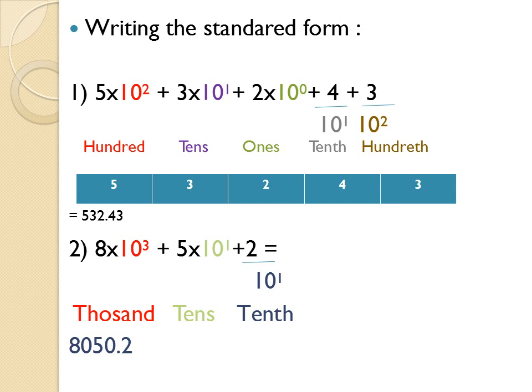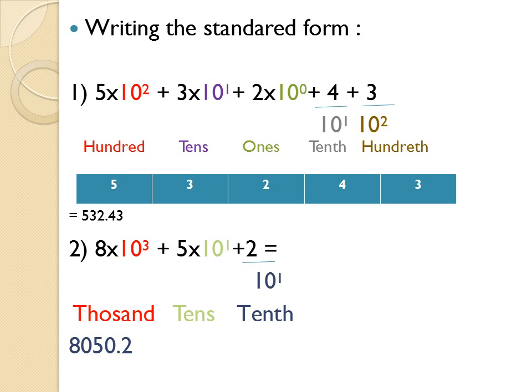Now we will do the opposite. They will give us the expanded form and we will group it to make a number. How? 5 times 10 power 2 plus 3 times 10 power 1 plus 2 times 10 power 0 plus 4 over 10 power 1 plus 3 over 10 power 2. Here we have the expanded form and we must give the number.